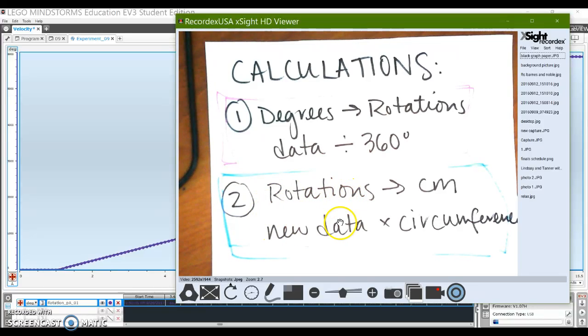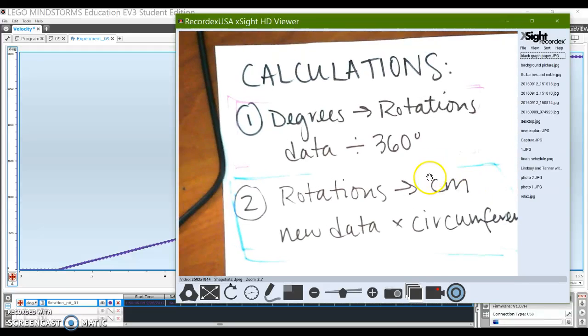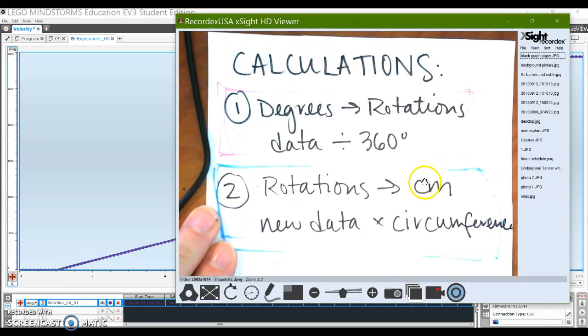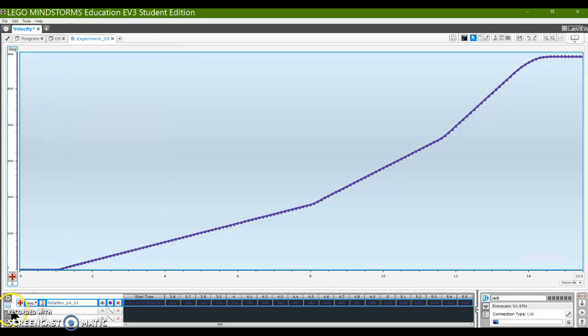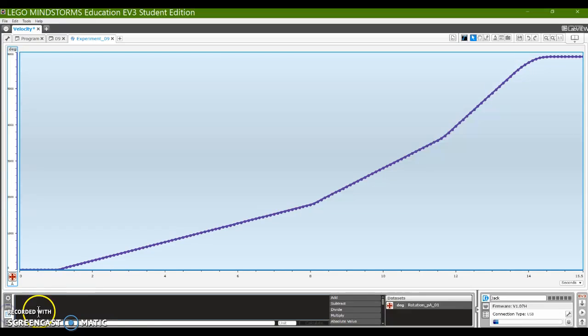If we take this new data, this converted data, times that circumference you just measured, it's going to graph centimeters per second for us. Okay, so here's how we do that. I'm going to go down to the third tab in my lower left corner right here. It even looks like a calculator, and my mouse says Data Set Calculation when I put my mouse over it. If I click this, it opens this big gray box.